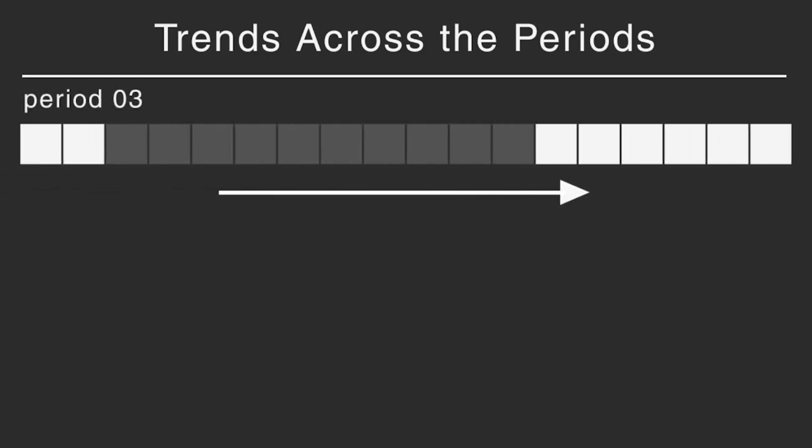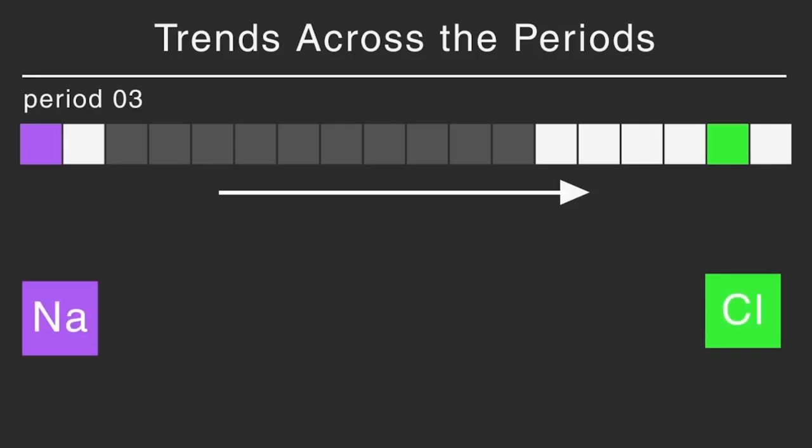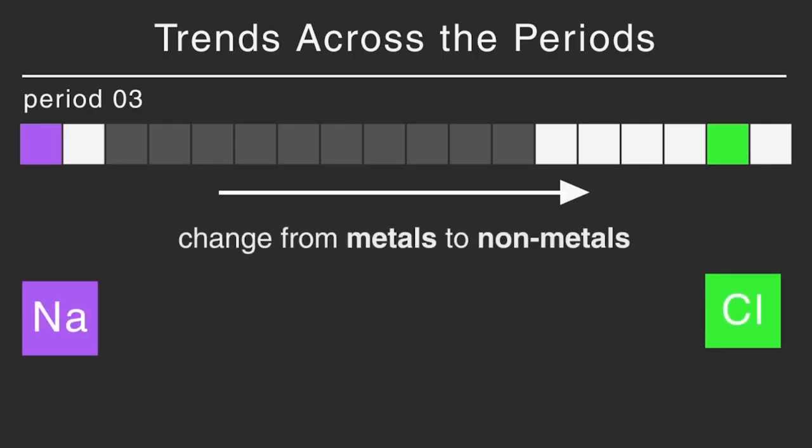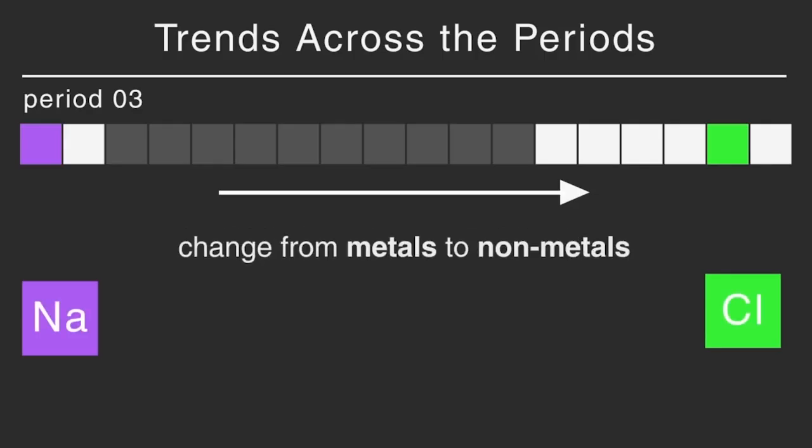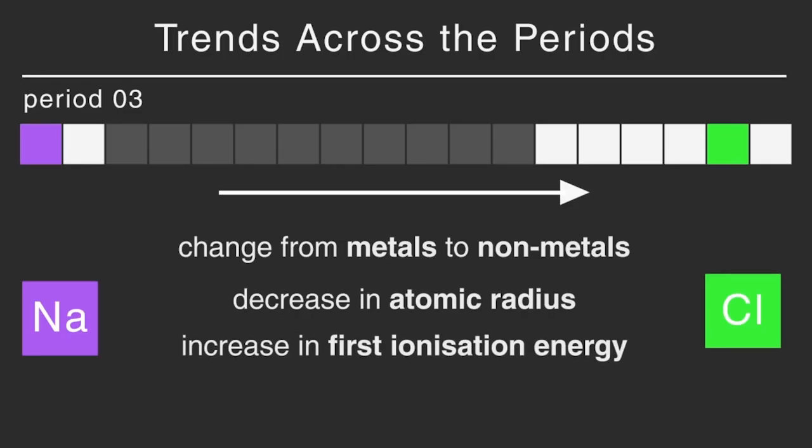Let's go from left to right across a period. What do you notice? First of all, elements change from metals to nonmetals. Also note that there is a decrease in atomic radius. This is because more protons are in the nucleus, which pulls the electrons closer. There's also an increase in first ionization energy, which is the energy needed to remove the outermost electron.